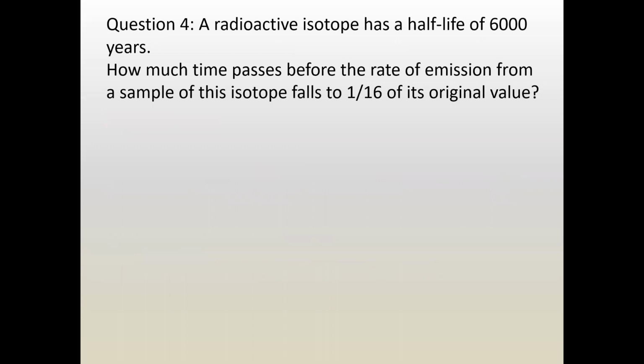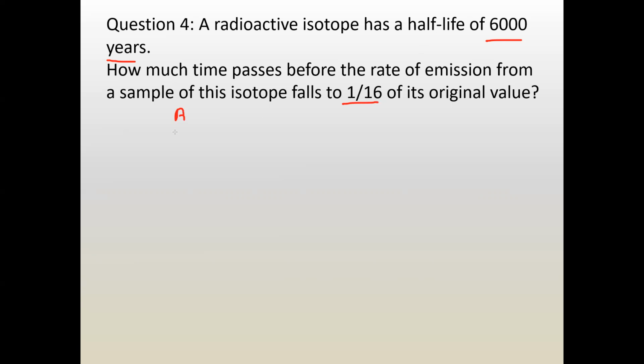Another question related to the half-life. A radioactive sample has a half-life of 6,000 years. So that means after every 6,000 years, it will become half of its original value. How much time passes before the rate of emission of a sample decreases to 1 by 16 of the original value? For example, first we have A, because they did not mention the starting radiation, so we assume it is A.